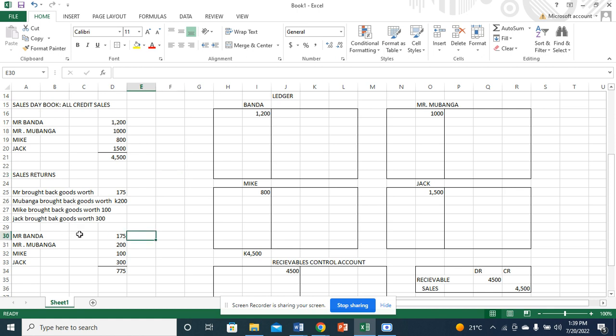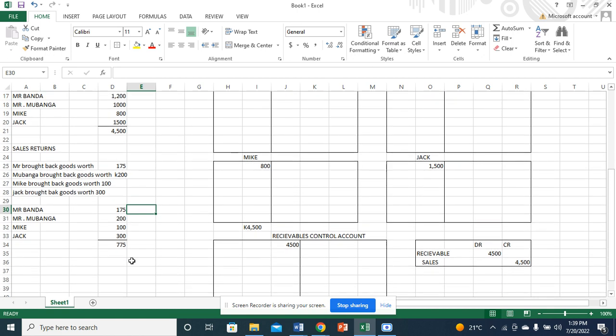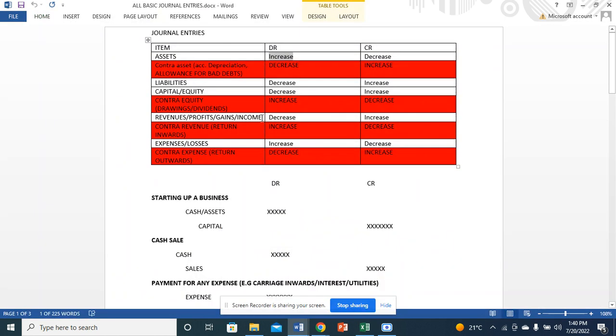Because remember, for return inwards, the journal entry is return inwards or sales returns. This is a contra revenue account. You're going to debit return inwards. Why? This is a contra revenue account. If we go back to our double entry rules, revenue accounts increase with credit. So a contra revenue increases with debit.